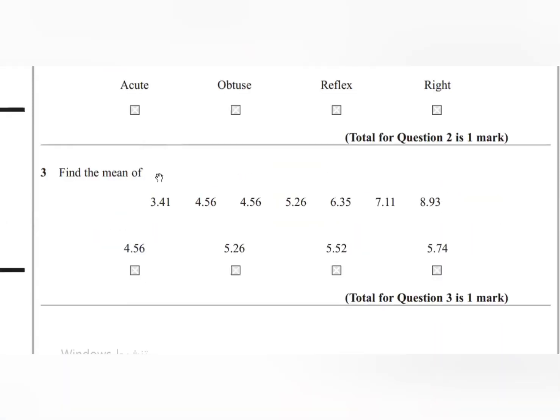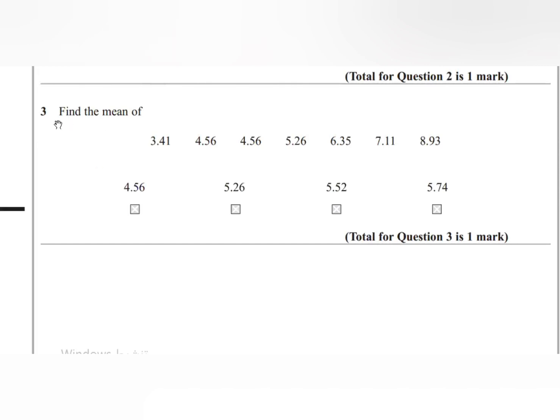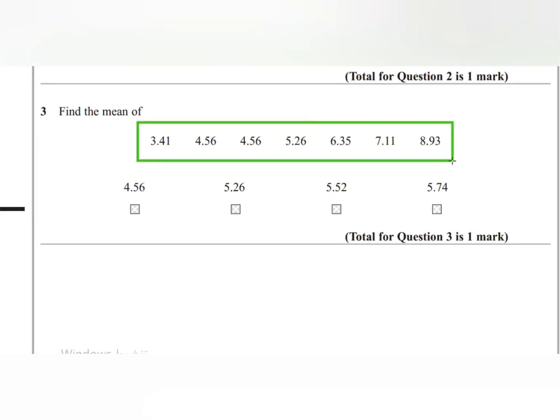Question 3. Find the mean of these numbers. How do you find the mean number? Very good. You add all of them together and then divide them by their count.